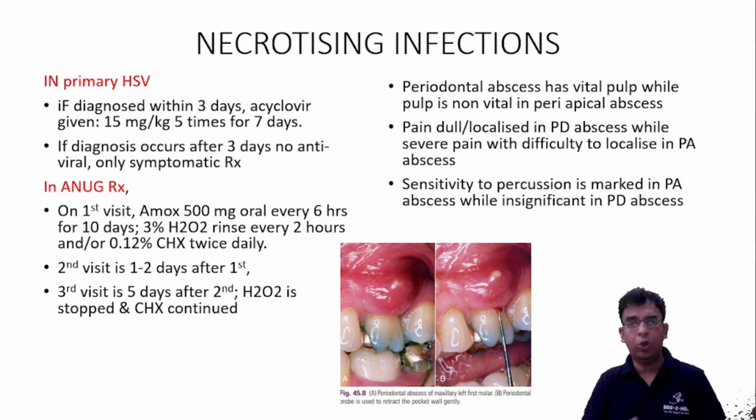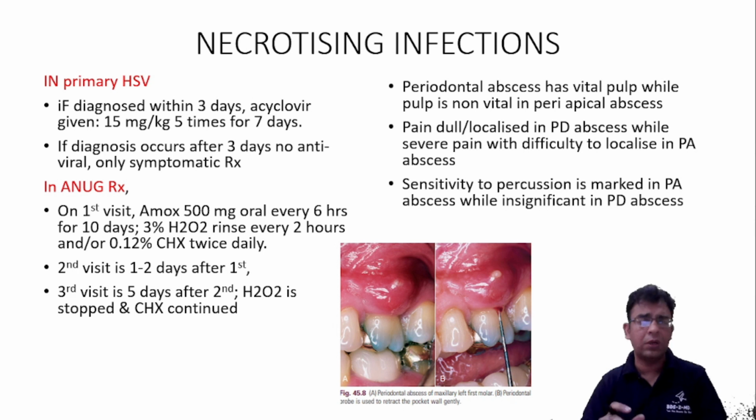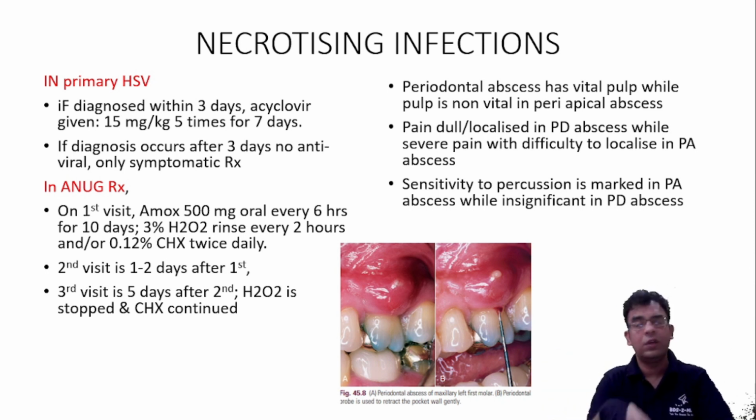Abscess, periodontal abscess, pulpal abscess, pericoronal abscess. What are the differentiating features between abscesses? Drug regimen and all treatment, all that is simple. You will do it very, very simply. But how can you differentiate between periodontal abscess and periapical abscess? Very important. What has vital pulp, what has non-vital pulp, in which abscess you will have sensitivity, you will not have, where the pain is dull, where it is localized, where it is severe. Everything is important about periodontal abscess, right?